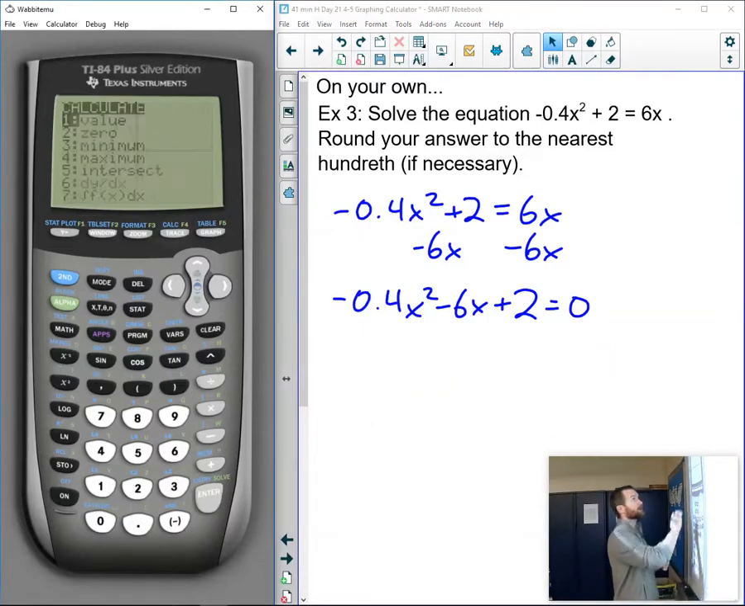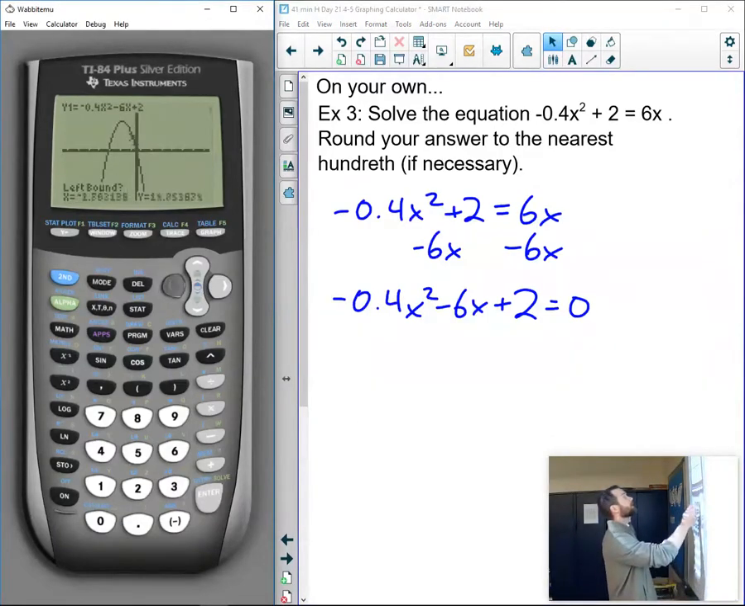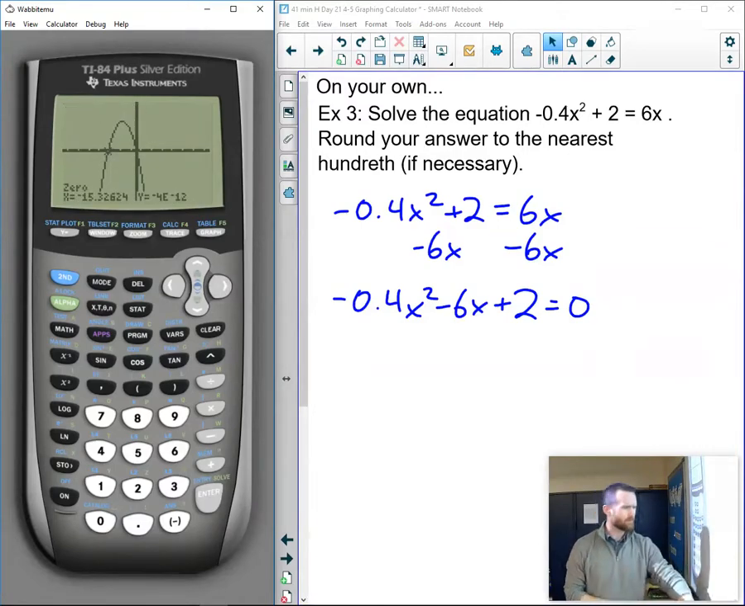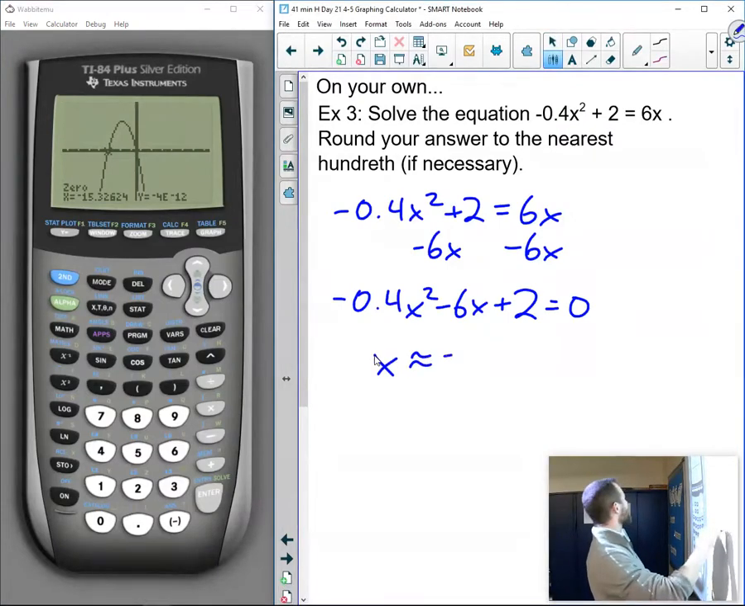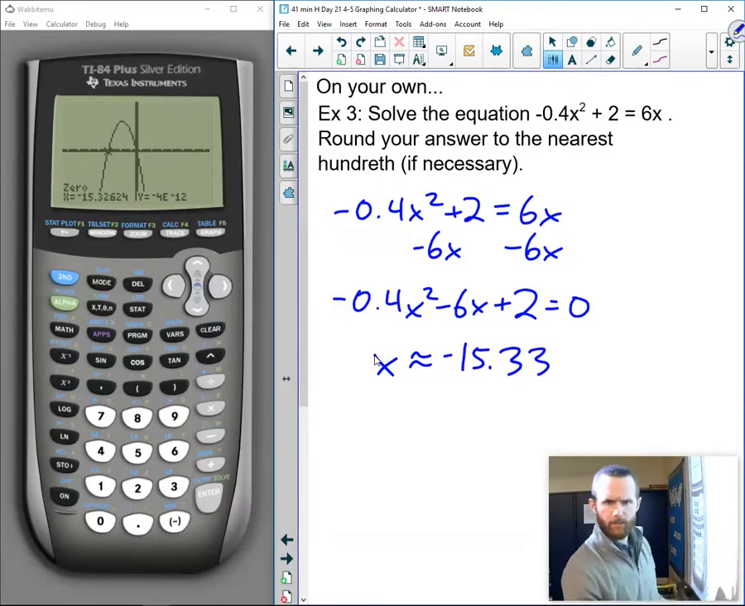So we're going to hit second, calculate, 0, go left till I'm to the left of the first real root. That's to the left of it, hit enter. Go right till I'm to the right of it, enter one more time, so it'll give us an answer. So our first real solution is x is approximately negative 15.33, if I'm rounding correctly. Yep, 326 rounds up to a 0.33.